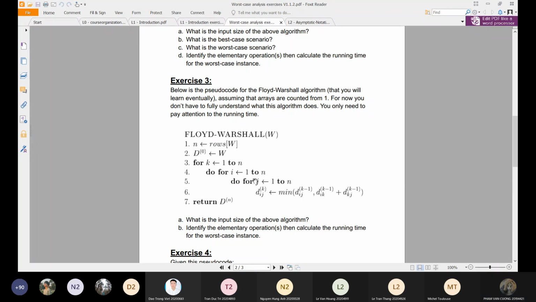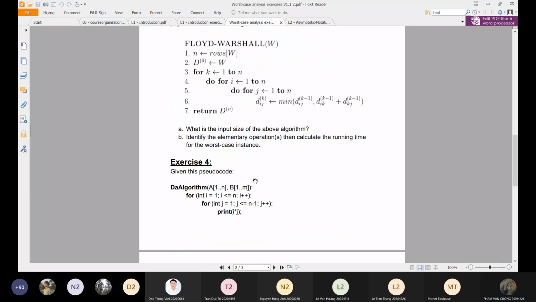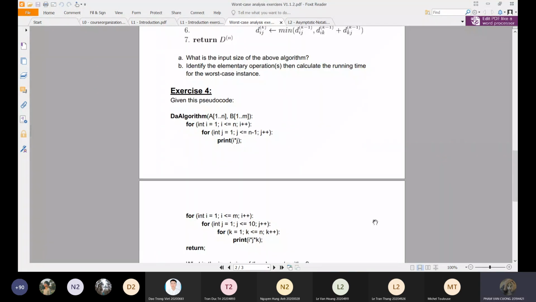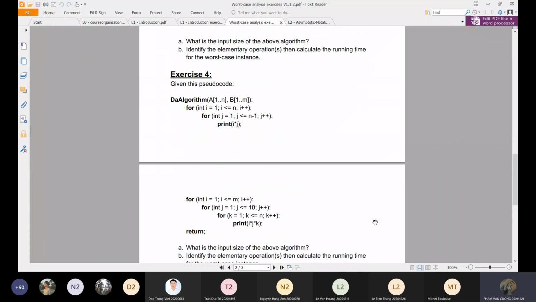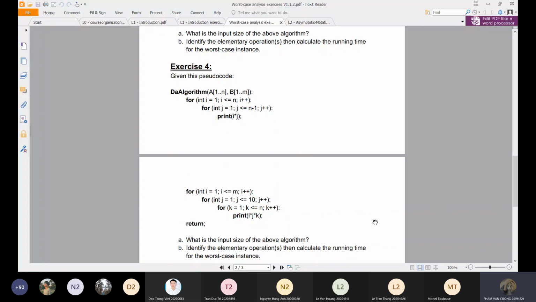Okay. Does anyone else have any question? I think not. So moving on to exercise 4. You have another 5 minutes for this, and after that we'll check together.